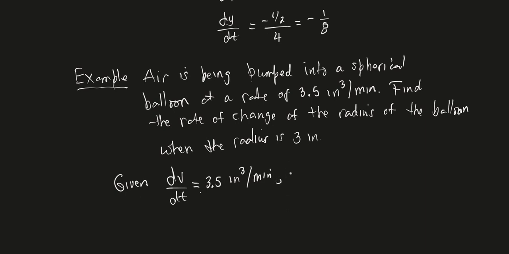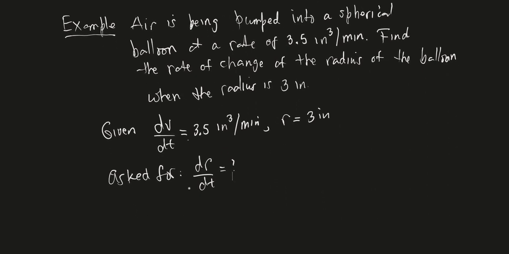Also, what's given is, it says find the rate of change of the radius when the radius is 3 inches. So that's when r is 3 inches. And here's what's asked for. We're asked for the rate of change of radius. So that will be dr dt. So this is the missing rate that we would have to find, right?